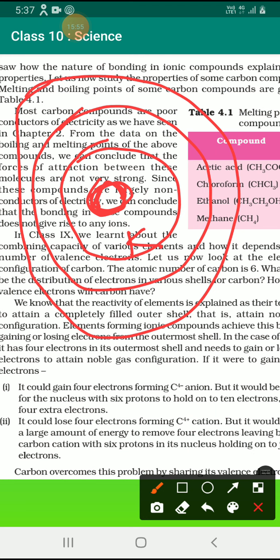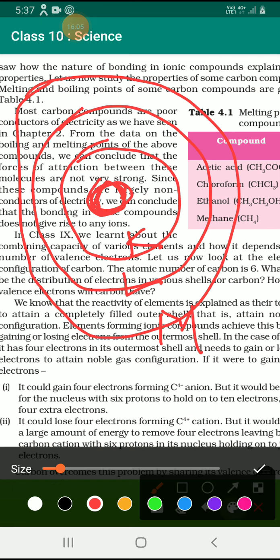From the inside we mark them: this is the K shell, this is the L shell, and this is the M shell. Look here. Now we can mark the electrons. Carbon has 6. Always remember, as we have discussed in the previous chapters, that the first shell has 2 electrons, and the second shell can have a maximum of 8 electrons.